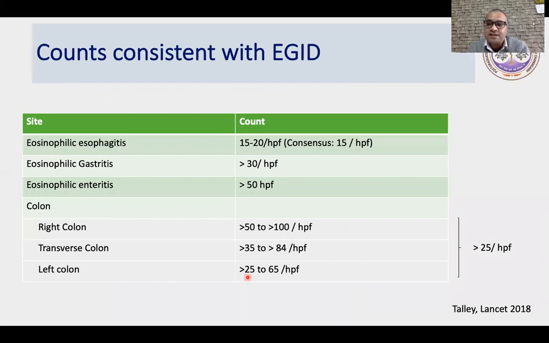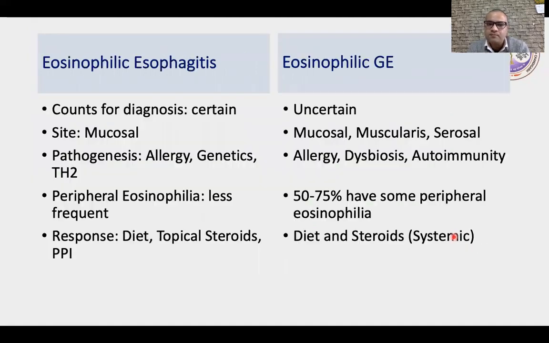And that is the reason that the cutoffs used for diagnosis of eosinophilic disorders of a particular area or region are variable. So for esophagitis, it is usually more than 15 per high power field. For gastritis, it is more than 30. For enteritis, it is more than 50. And for the colon, it is usually variable for various sites, more for the right colon and less for the left colon, but has to be more than 25 per high power field.